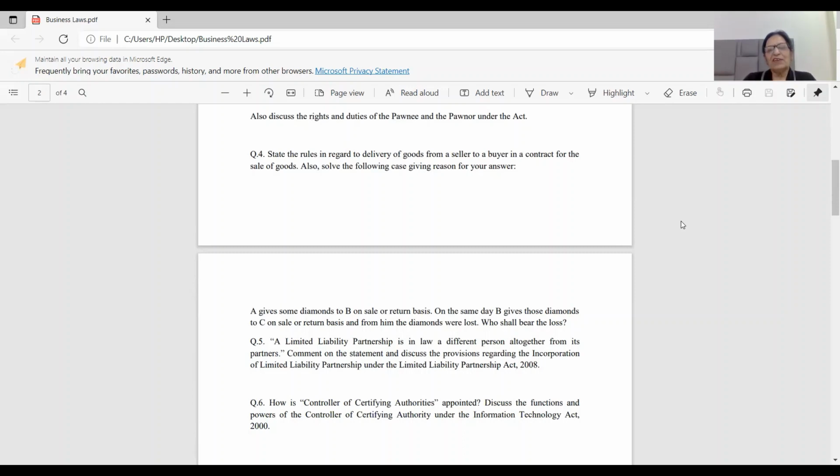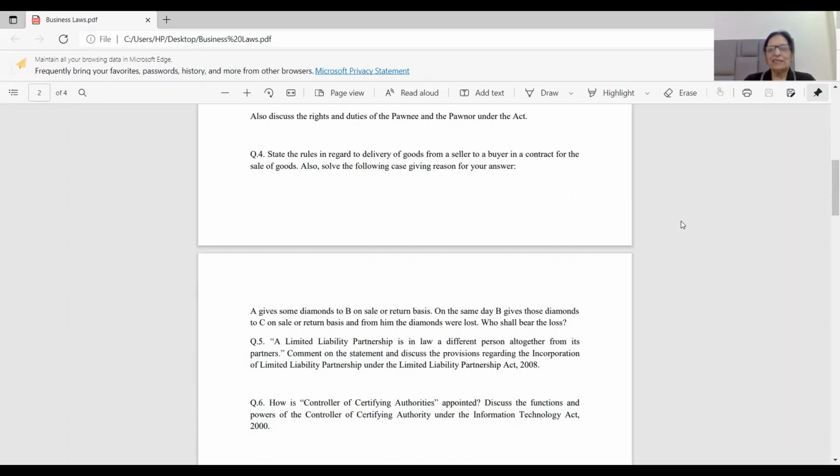So friends, when goods are sold on sale or return basis, there are certain rules provided under section 24 which shall apply. Here in this case, A has given the diamonds on sale or return basis to B. If it is approved by B, it will amount to sale, and if it is not approved, B will return it to A, or B will inform A that he has not approved it.